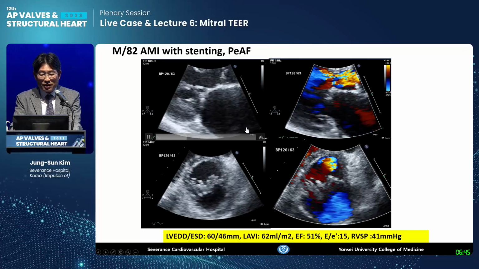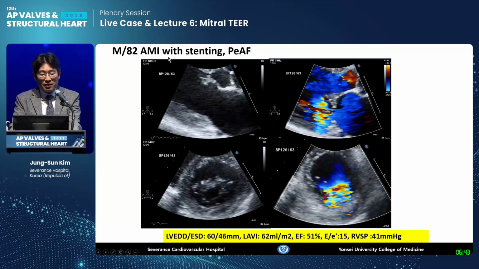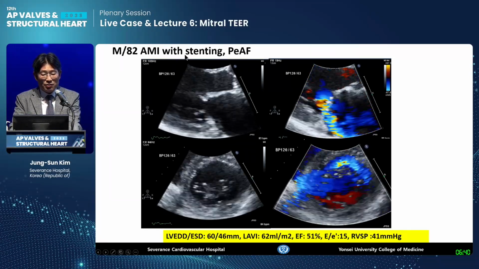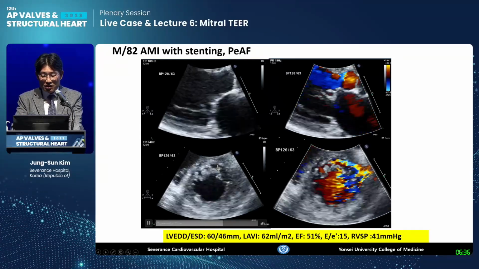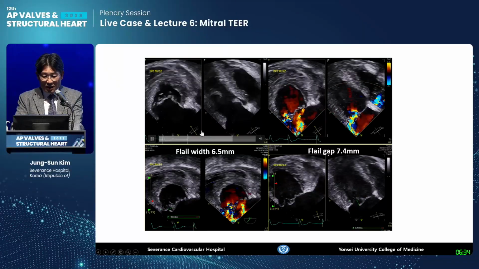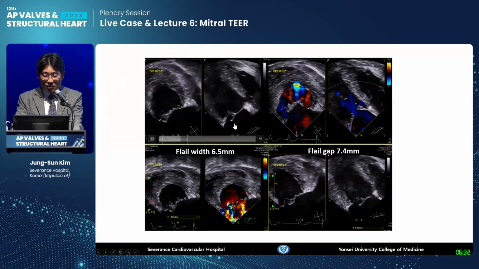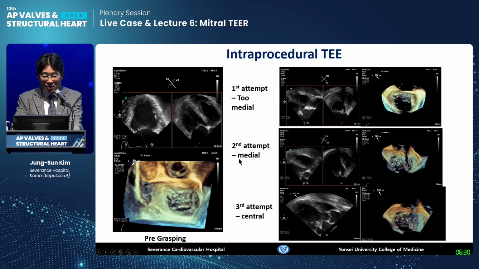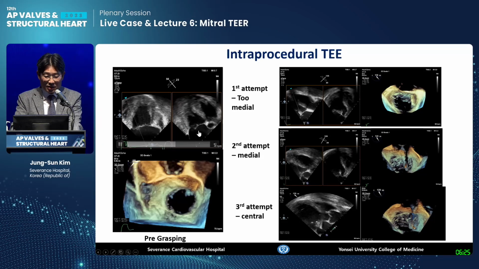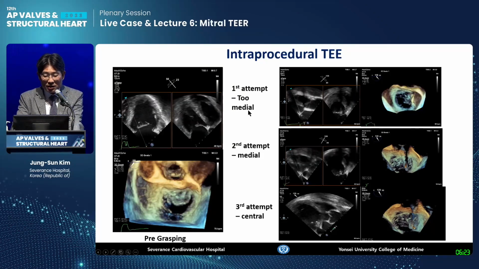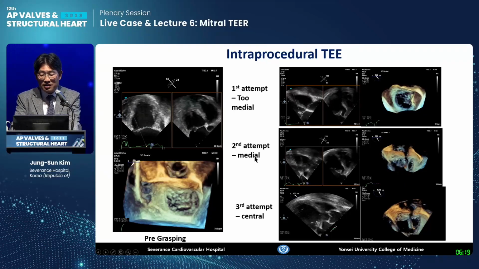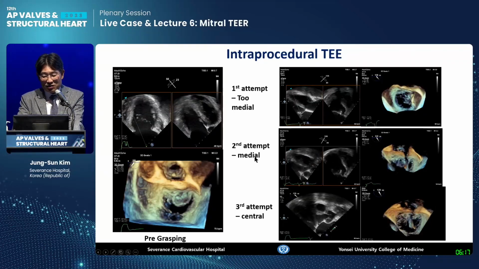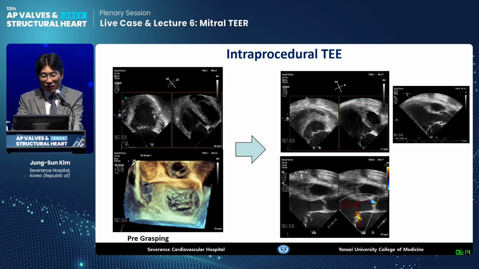Here is one of our cases, an 82-year-old male. He experienced acute myocardial infarction with stenting and persistent atrial fibrillation. So he has a mixed etiology and also prolapsing motion of the PML. And also, as you can see, here is the AML. We tried three attempts. At this moment, we only had the NT system. So it is not so easy to grasp in this morphology.